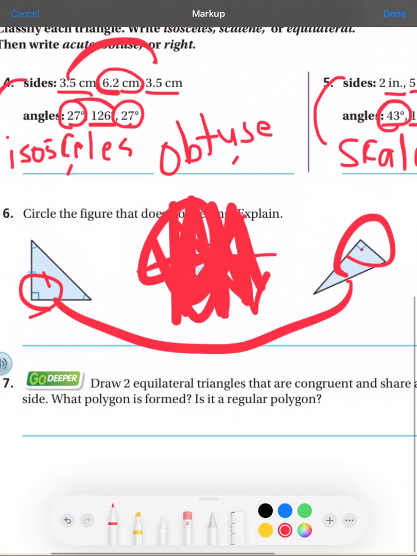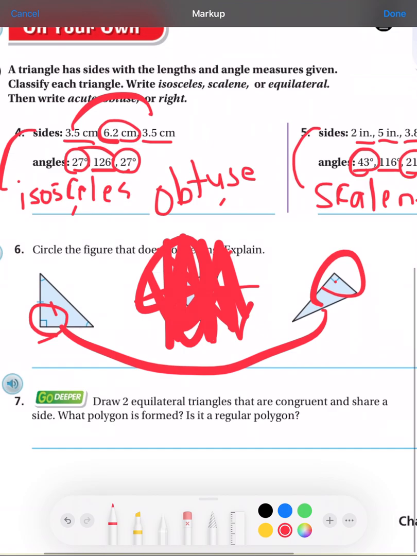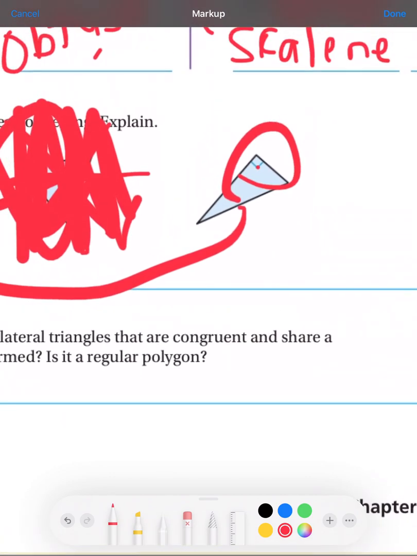Go deeper. Draw 2 equilateral triangles that are congruent and share a side. Ooh. 2 equilateral, so two triangles that have 3 sides that are the same length and share a side. What polygon is formed? Well, I'm going to try that. I'll give it a try.